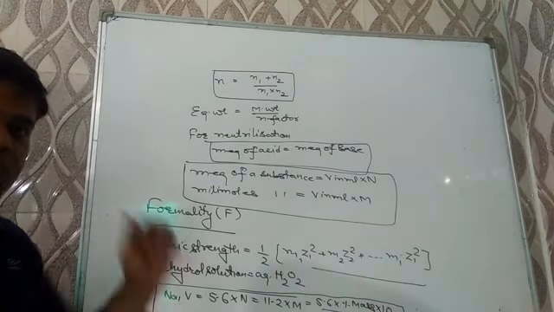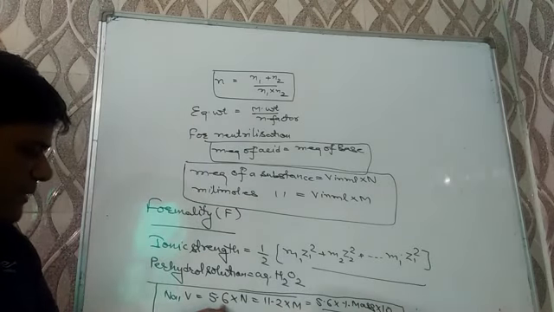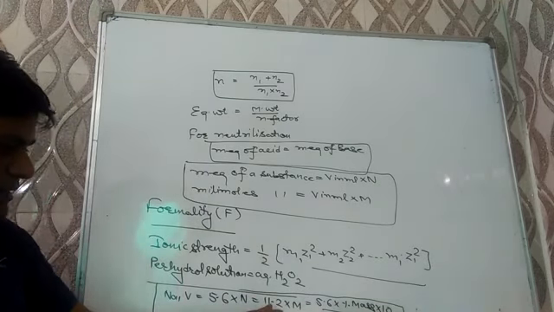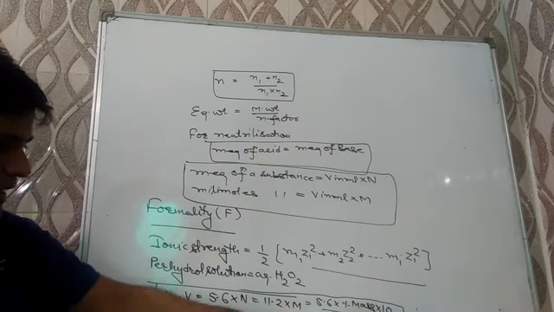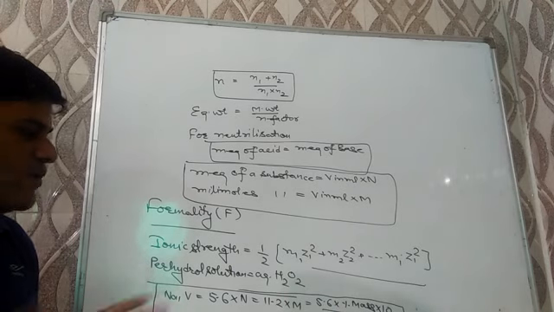Number volume shows the liters of oxygen produced from 1 liter of H2O2. It is equal to 5.6 into normality, that is equal to 11.2 into molarity, and that is equal to 5.6 into percentage mass into 10 over 70.